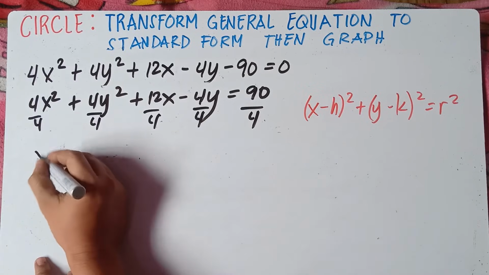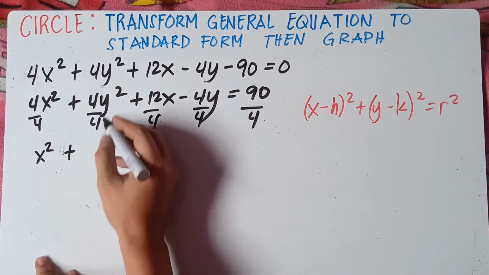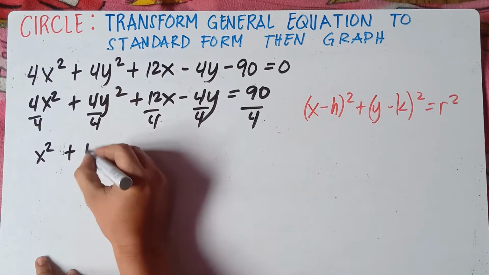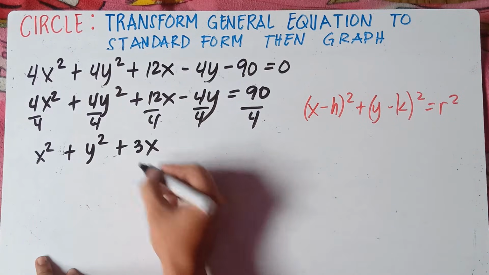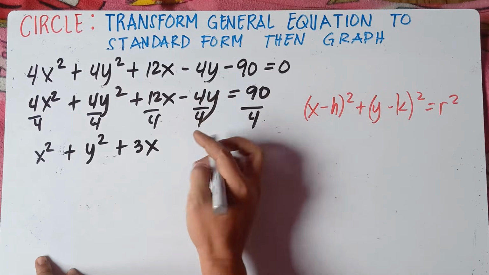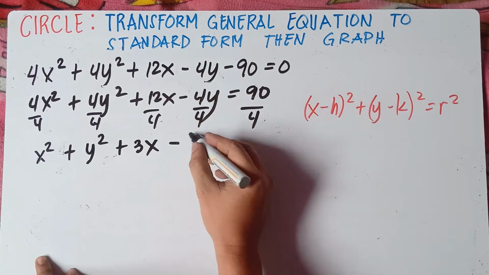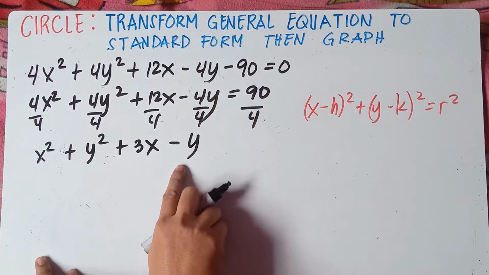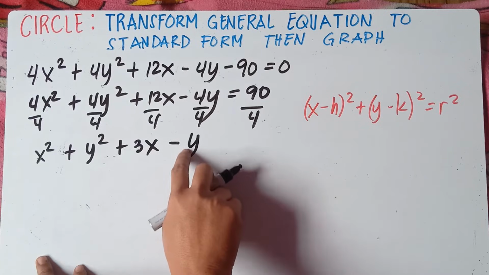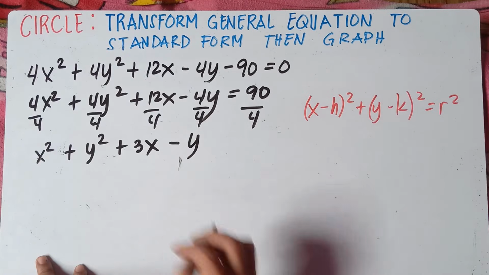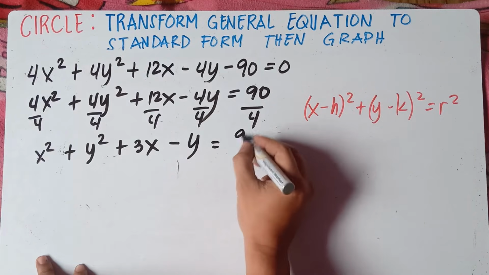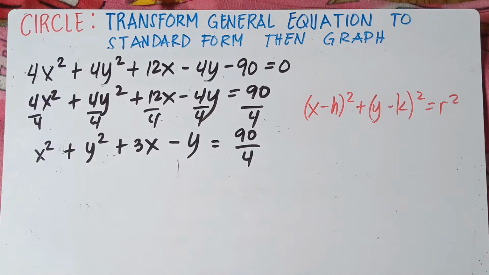This will be x squared plus 4 divided by 4, cancel, y squared, plus 12 divided by 4, that's 3x. Negative 4 divided by 4, that's negative 1. Copy y. Just do not put negative 1, it's understood that y here has 1. So this is negative y equals 90 over 4.